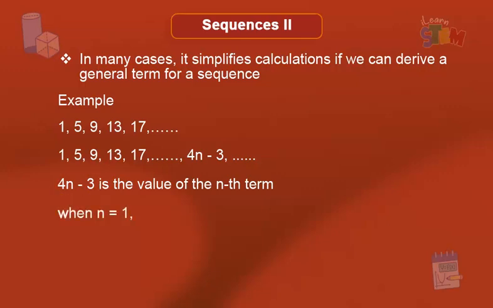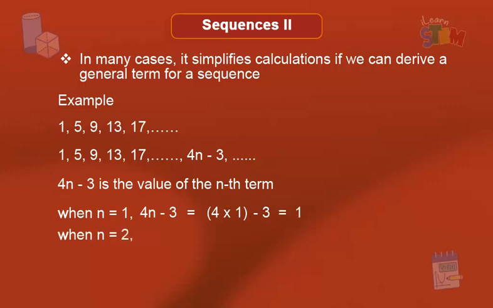When n equals 1, we substitute 1 for n into the general term. This gives us 4 multiplied by 1 minus 3. According to the BODMAS rule, we will calculate the multiplication first. 4 multiplied by 1 is 4. 4 minus 3 equals 1.